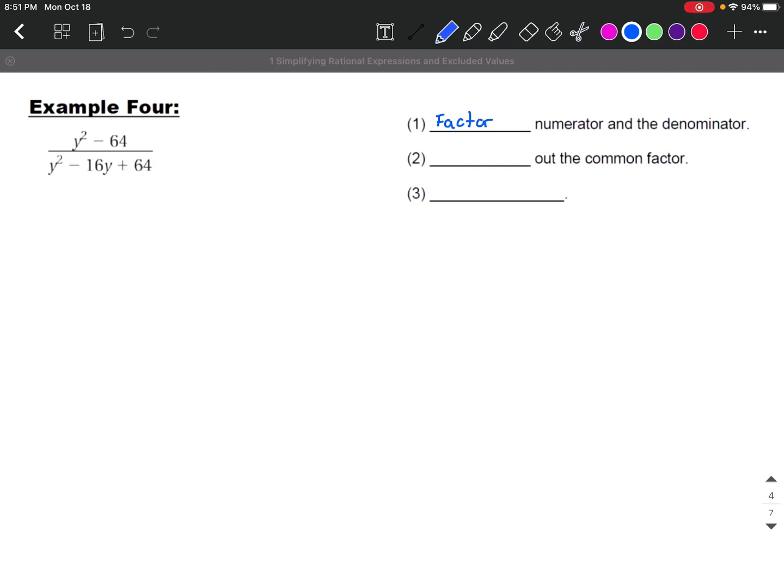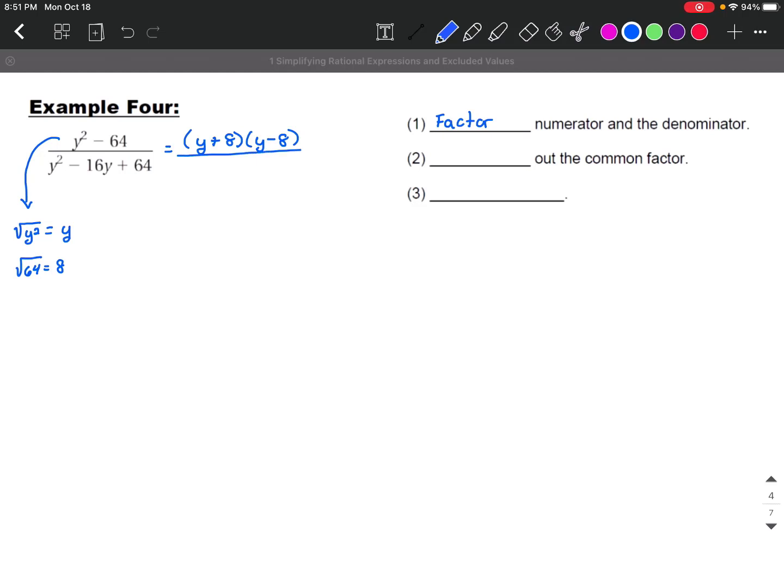Okay, so for the top, that does not have a greatest common factor. It's also not a trinomial because it's 2 parts with subtraction in between. So it's the difference of 2 squares. The square root of y squared is y, and the square root of 64 is 8. So that means we're going to have y plus 8 and y minus 8 all over.